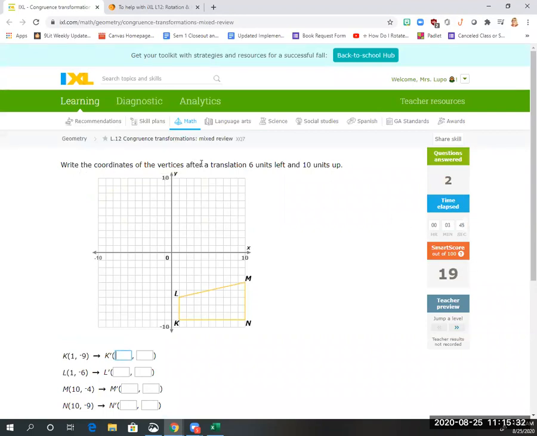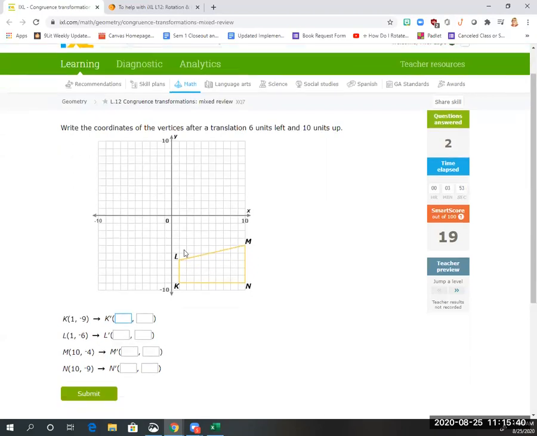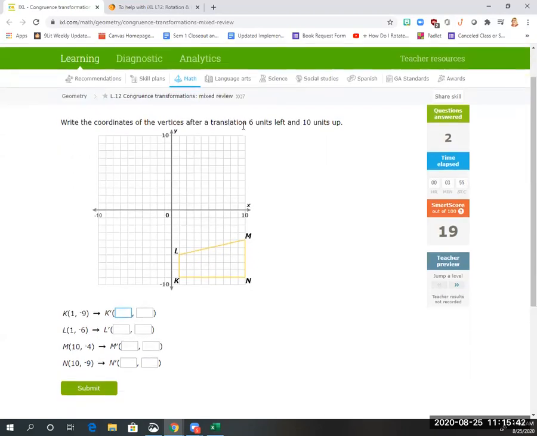Write the coordinates of the vertices after a translation 6 units left and 10 units up. There's two ways you can do this. You could actually look at it on the graph since they have that, or you can figure out, okay, 6 units left is actually subtracting 6 from the x. So if I do that, I could say, okay, I have 1. 1 minus 6 is negative 5. Here I've got 1. 1 minus 6 is negative 5. Here I've got 10. 10 minus 6 is 4, and the same for here.